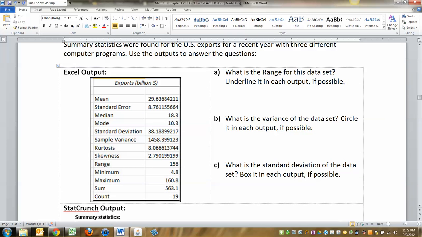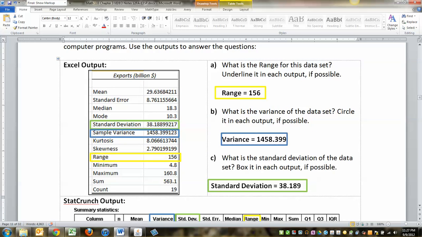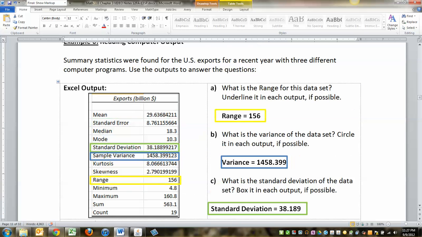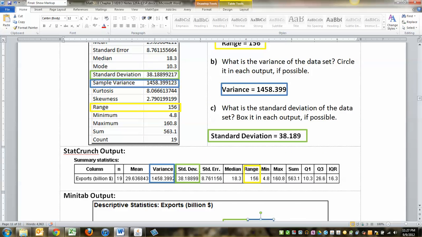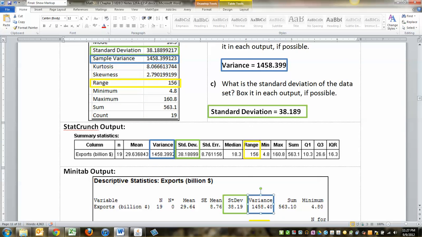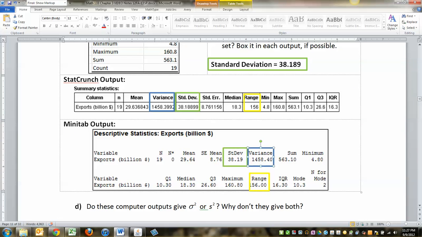All right, so we're going to find all these, and I'm actually going to do it with highlighters. I'll be right back. I'm going to make little boxes around everything, so hold on. There we go. I've got them all colored now. Okay, so the range is 156. You can see it right here in the Excel output. There it says range right there in StatCrunch, and Minitab is right down here.